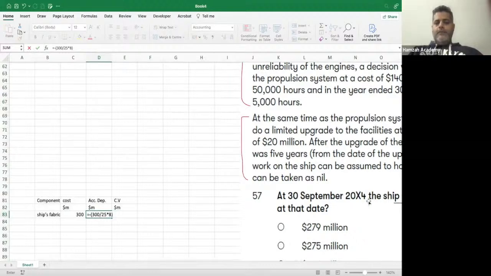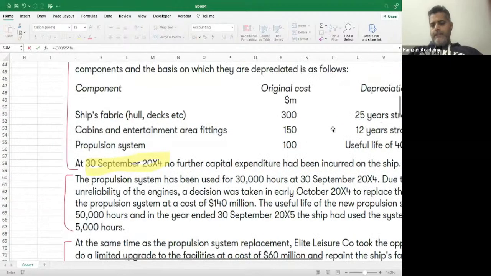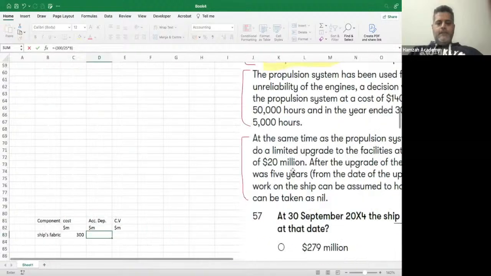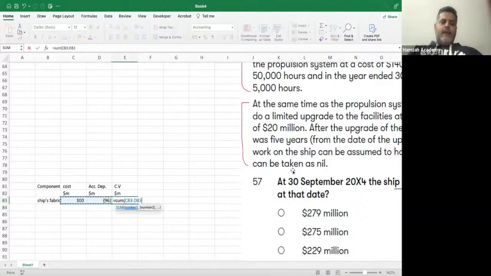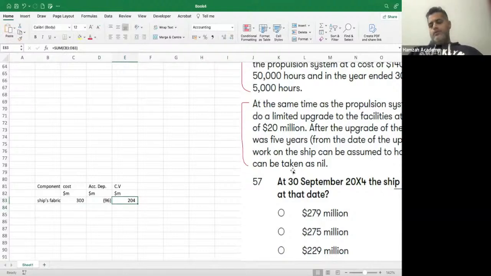Because we divide by 25, 25 is the total life. It's multiplied by 8 because 8 years have passed, right? So I get my accumulated depreciation of 96 million. Done. So when I calculate my carrying value, I get 204 million. And this is for the ship's fabric over here, right?